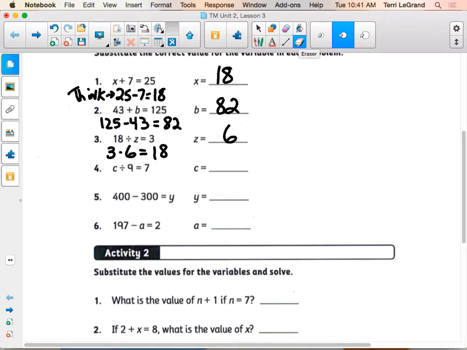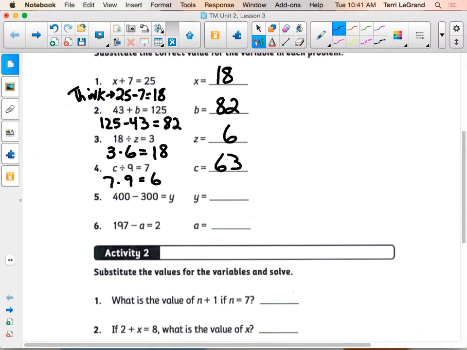Sierra? 63. Okay, why is it 63? Because 63 divided by 9 equals 7. So you can actually use the multiplication. If you take the 7 times the 9, you would get 63. So 63 divided by 9 does have to result in 7, doesn't it?